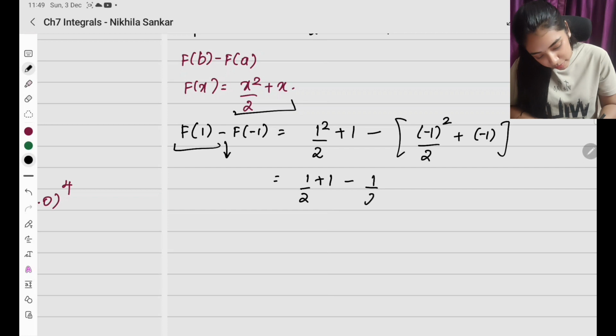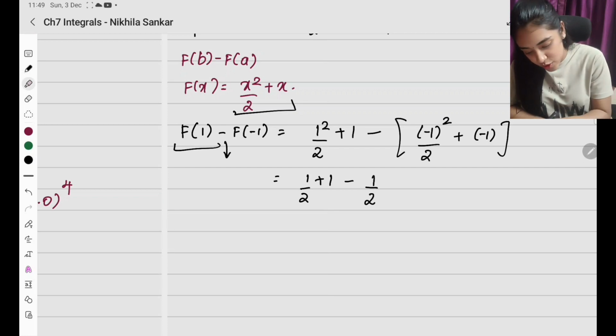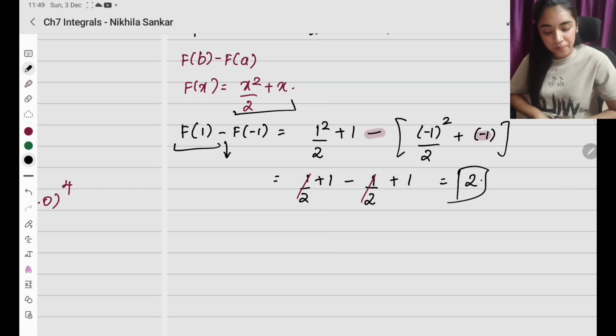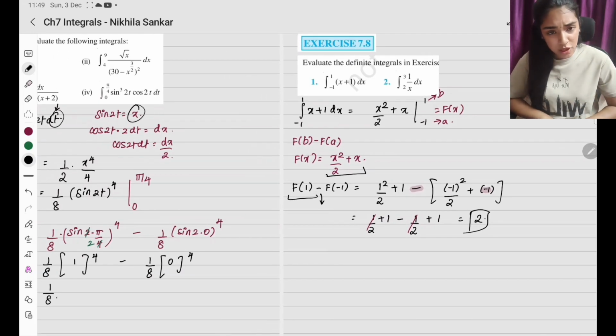Inside, when I multiply, I have minus 1 by 2. Here I have minus 1. So this minus and this minus becomes a plus. So I have plus 1. So here the 1 by 2 and minus 1 by 2 get cancelled. So my final answer is going to be 2. So this is my answer. Understood? How to solve: normally solve the integral and then take upper limit minus lower limit.